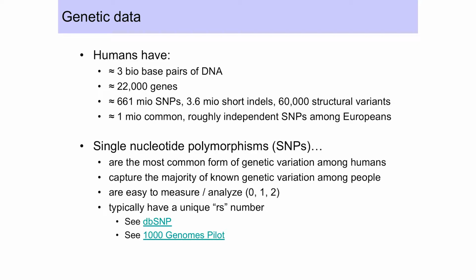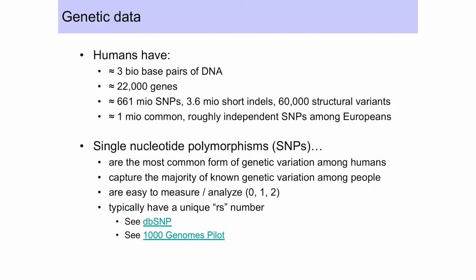Okay, so let's talk a little bit about some of the methodological challenges. Just as a background, as humans, we have roughly 3 billion base pairs of DNA. Those fall into roughly 22,000 genes. These genes code proteins or several proteins. And then across the entire DNA, we have various types of genetic variation.